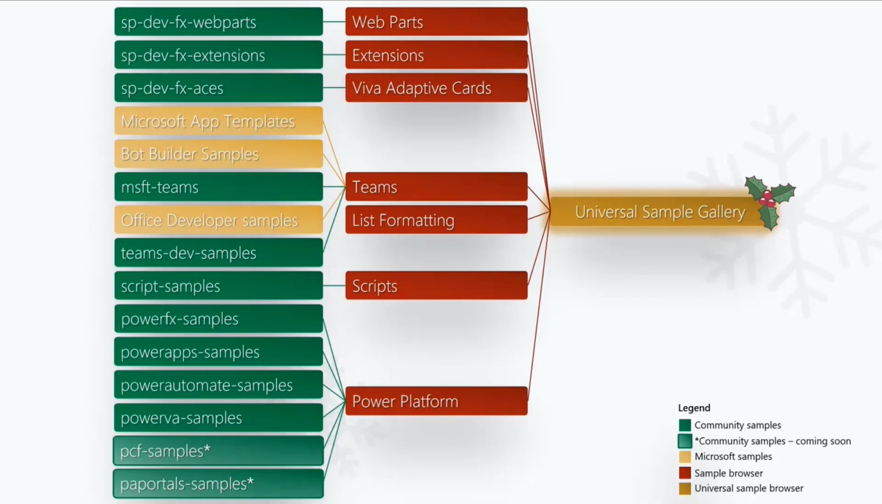Now, all of these, and this has been around for a while, these various repositories all kind of roll up into individual product-based sample browsers, and those are still around, and I'll show you a couple. So if you wanted Teams or web parts or Power Platform, you could use one of those sample browsers. But wouldn't it be great if we had one browser to rule them all, one browser to bind them? And that's the Universal Sample Gallery. And so let's take a look right now.